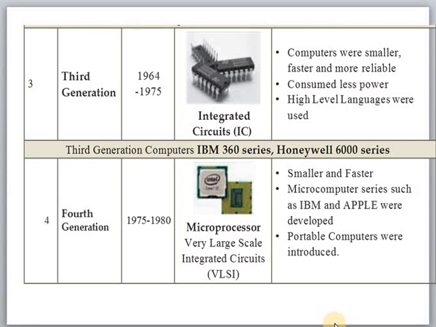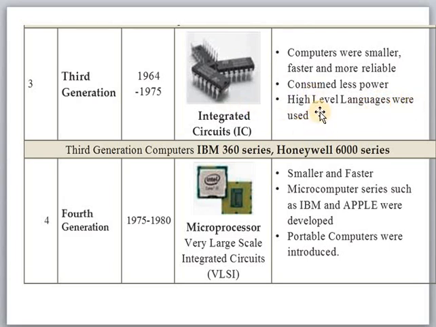Now let's learn about the third generation. The period is from 1964 to 1975. In this computer they started using integrated circuit. This is what we call as IC, integrated circuit. Computers were very small, faster and more reliable. It consumed less power and high level languages were used.